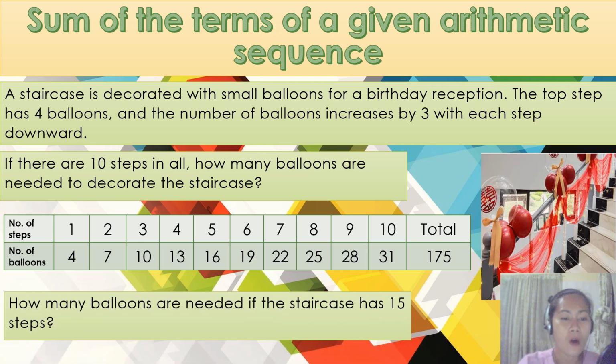So, if you add the balloons in the first step and all the balloons up to the 10th step or last step, there are 175 balloons. So you need 175 balloons in order to decorate the stair. But what if we have to decorate a staircase that has 15 steps?